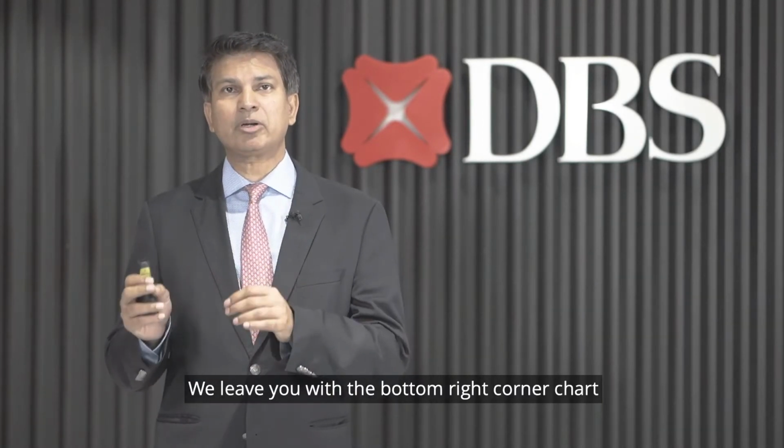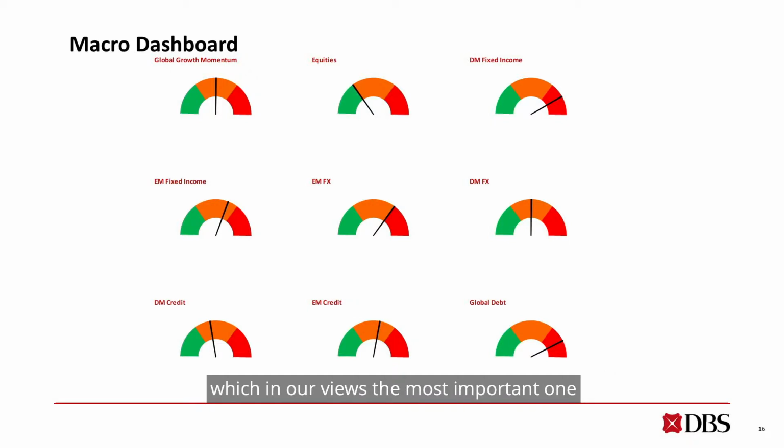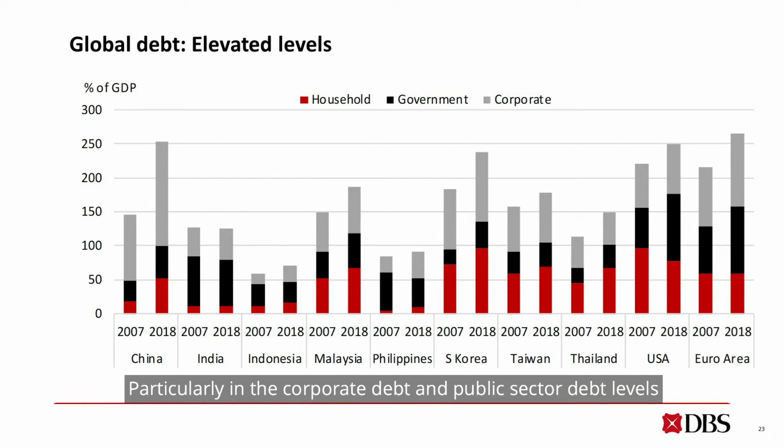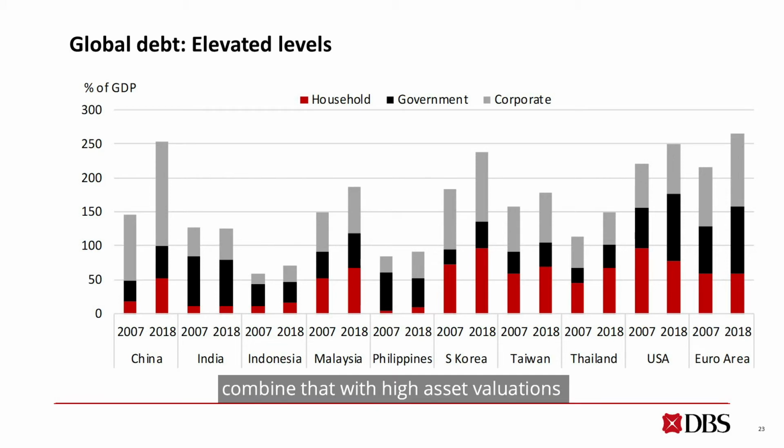We leave you with the bottom right corner chart, which in our view is the most important one. Global debt metrics are at an elevated level, particularly in the corporate debt and public sector debt levels. Combine that with high asset valuations, you do have a rather potent mix for dislocation. Watch out for that.